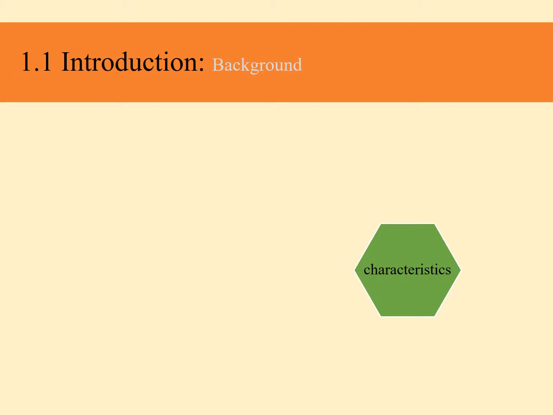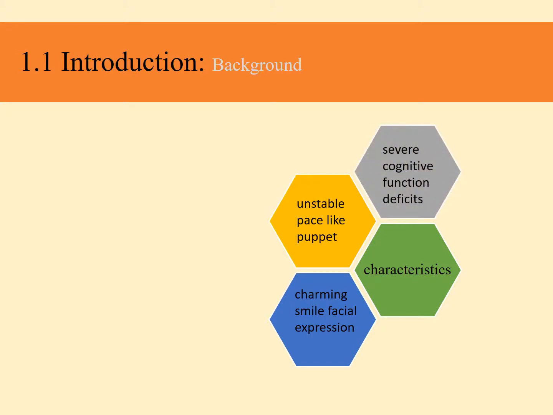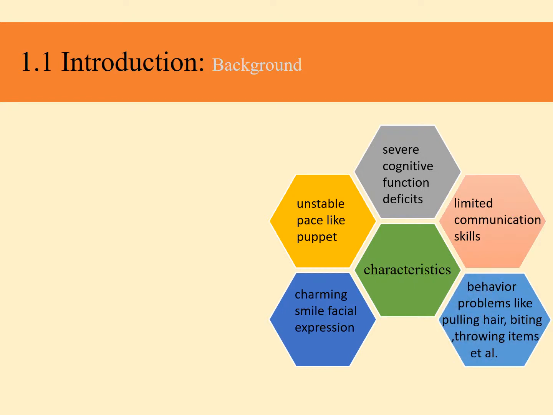When it comes to background, I want to talk about the characteristics of Angelman syndrome first. The characteristics of Angelman syndrome are charming smiles, unstable pace, severe cognitive function defects, limited communication skills, and behavior problems like pulling hair, biting, throwing items.